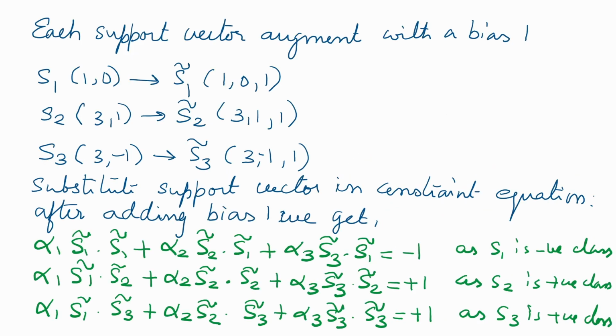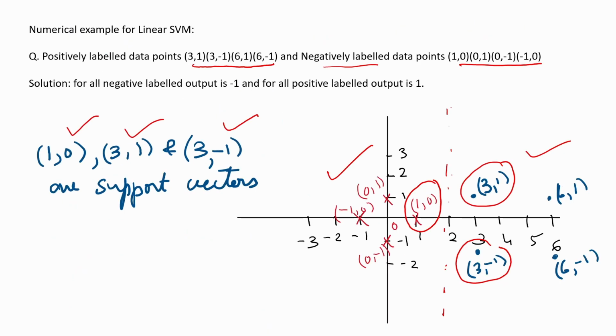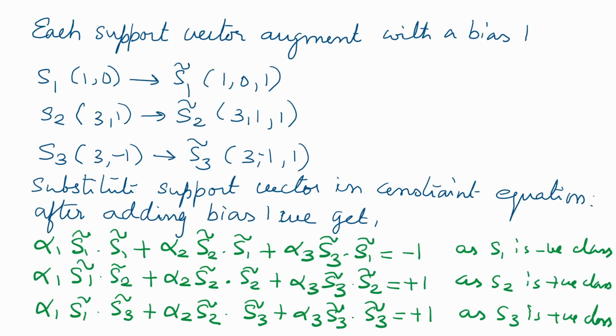Now what we can do is augment each support vector with a bias 1. That is for simplification, combining and simplifying the problem. So each support vector we are augmenting with a bias 1. The first support vector is 1 0, we are augmenting it with a value 1. The second support vector 3 comma 1, again we are augmenting with a value 1. The third support vector, 3 comma minus 1, we are augmenting with a value 1. These are all bias values. After adding bias, we are representing them as S1 tilde, S2 tilde and S3 tilde.